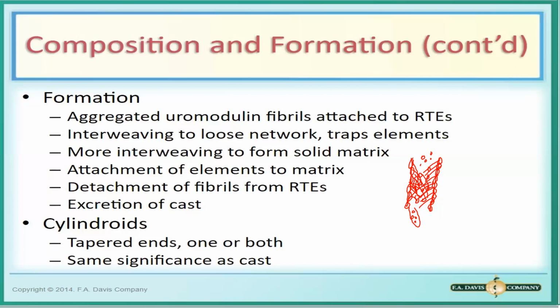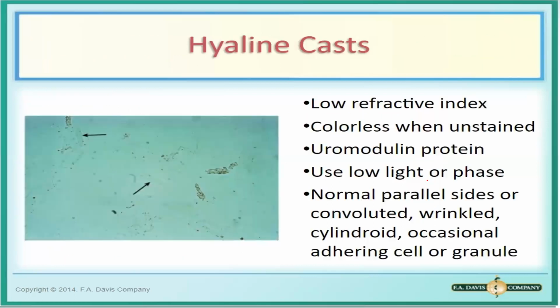Sorry, hindi ako marunong mag-drawing, pero sana na-visualize. We have what we call cylindroids. Cylindroids are casts with tapered ends. Iniba lang nila yung pangalan, with tapered ends instead of rounded ends. Yung normal cast natin is rounded ang ends. Cylindruria is the presence of urinary cylindroids in casts. That is cylindruria.